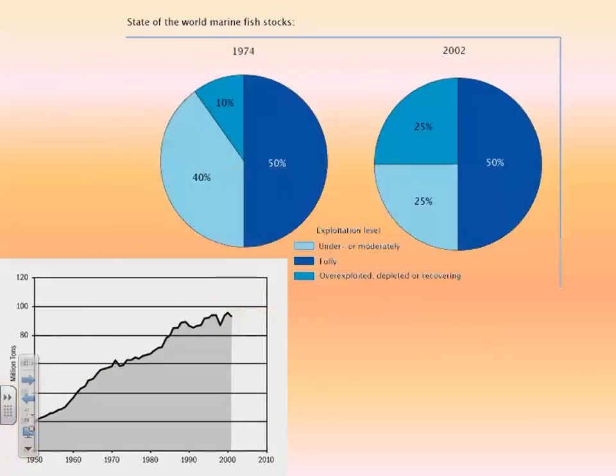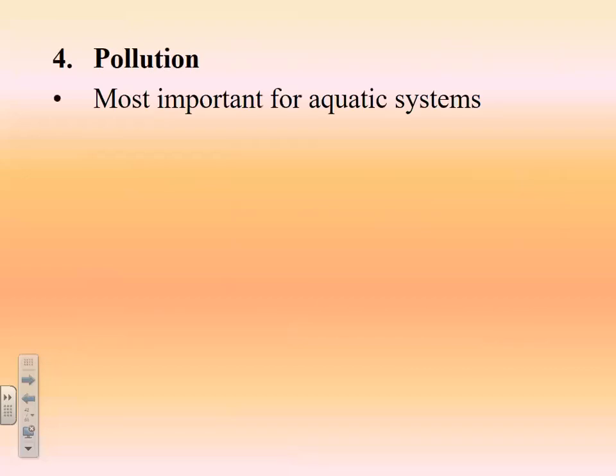So looking at fish stocks and how fish stocks have changed, a lot of fish are being overfished in modern times, and you have places where you used to be able to catch fish like crazy that you're just not able to do so. Then finally, you have pollution.